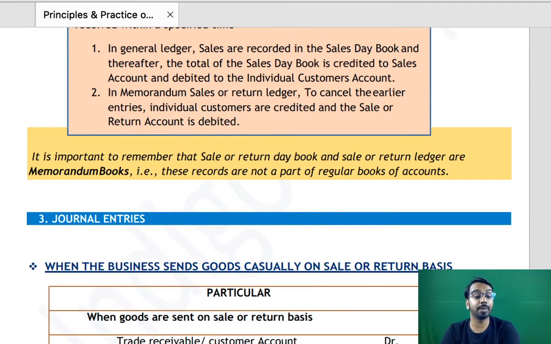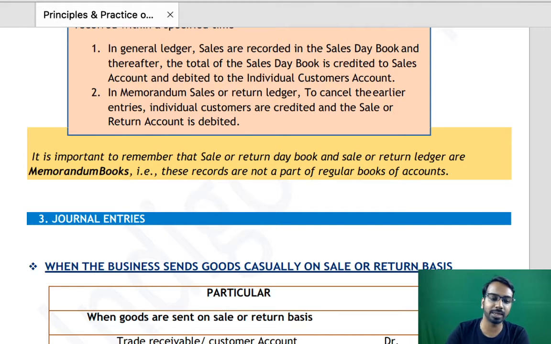Now, the next chapter is sale of goods on return or approval basis. What happens in this case? Generally, whenever you make sales of goods, you directly pass the sales entry. You debit the customer, credit the sales account, right? Now, in sale or return basis, you actually send the goods to the customer, but the sale will be completed only when the customer has either accepted the goods or the time limit allowed for the acceptance has passed.